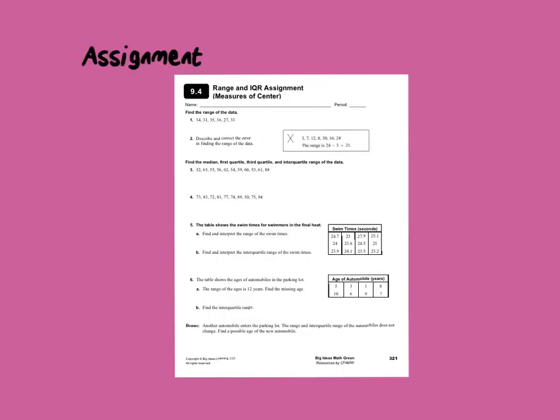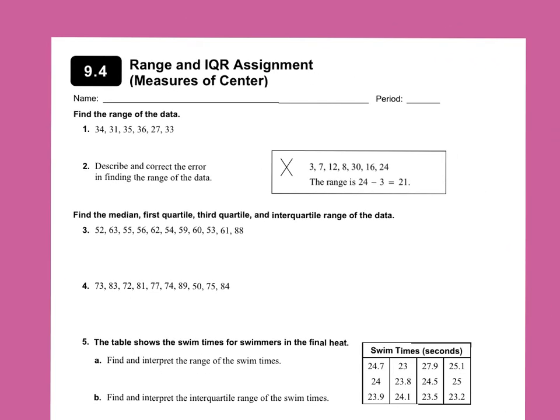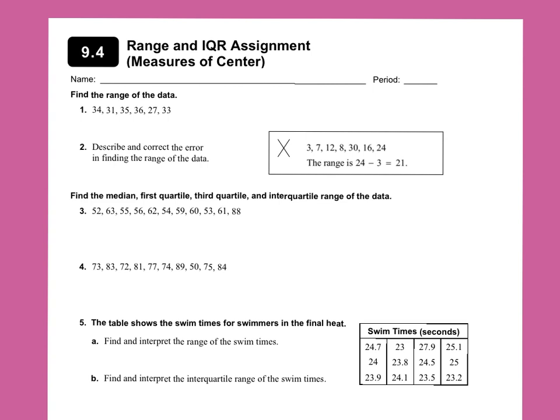All right, guys, let's take a look at your assignment. I'm looking at your assignment here, and it is basically the same stuff that we've been talking about. You're going to be finding the range, and you're going to see what they did wrong here. There's going to be a mistake on number 2. This one, you're finding the median. So the median, the first quartile, the third quartile, and the interquartile range, the stuff that we just did.